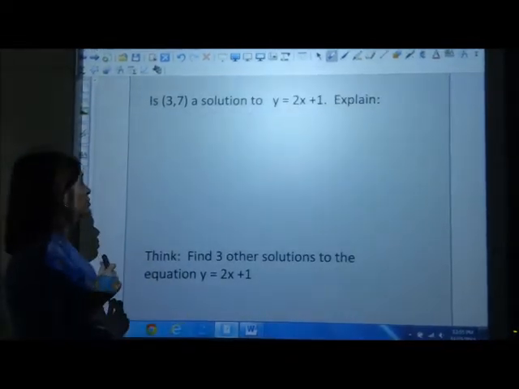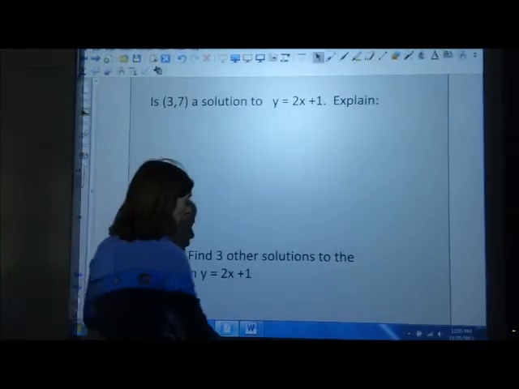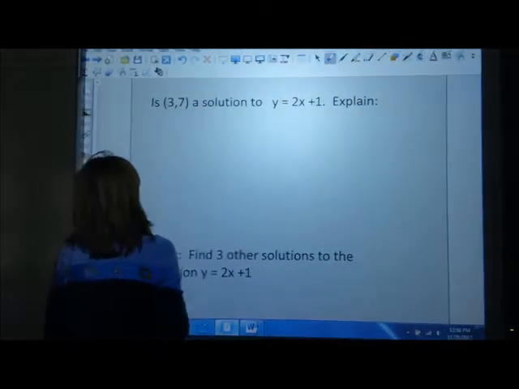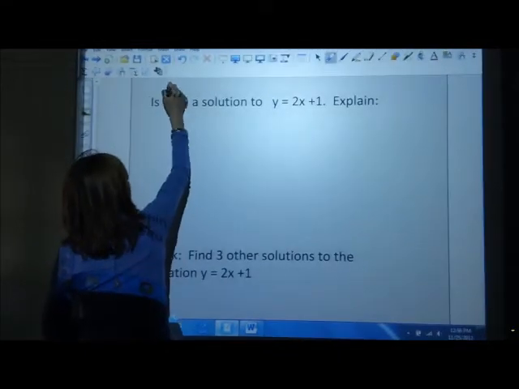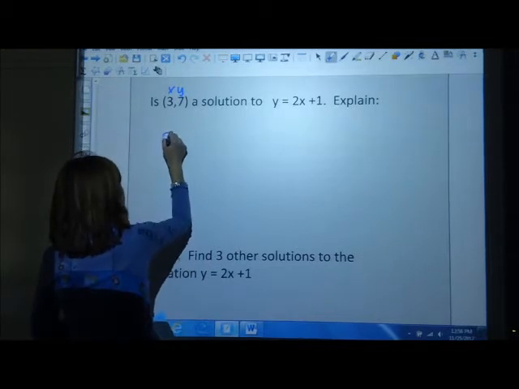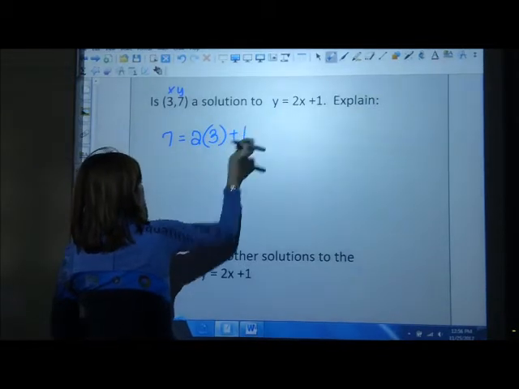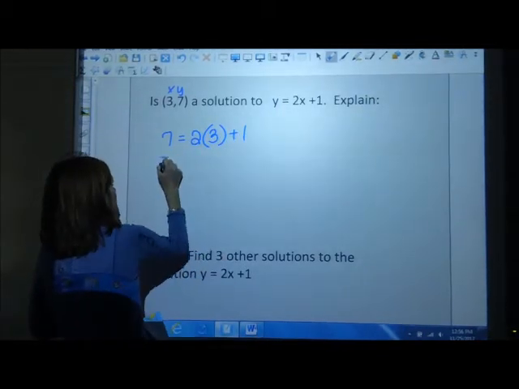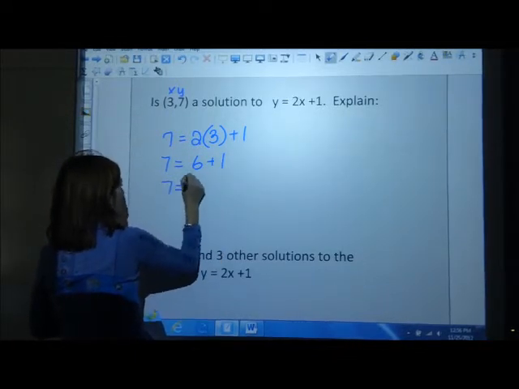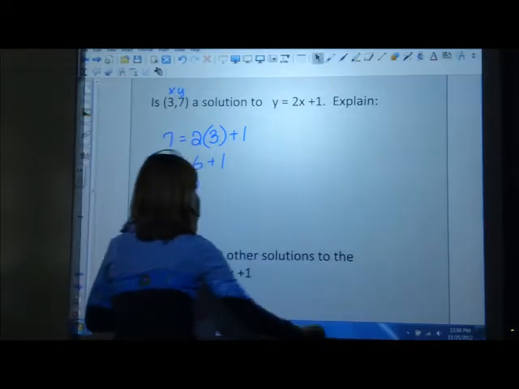Okay, is (3, 7) a solution to the equation y = 2x + 1? You go ahead and do it on your paper, and I'll be doing it as you are. All right, so I'm going to go ahead and plug it in. I'm going to plug in my x and my y. Now, it's in a different form this time. Y is on one side of the equals, so 7 equals 2 times 3 plus 1. Okay, so 7 equals 6 plus 1. Yes, 6 plus 1 is 7, so 7 does equal 7. So yes, it's a solution to the equation that we just came up with.